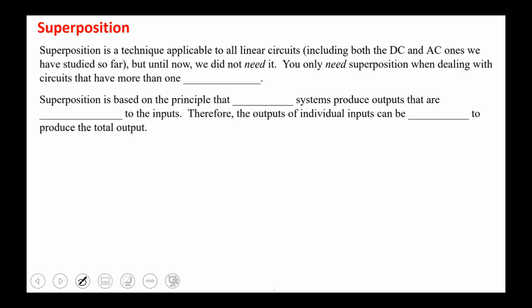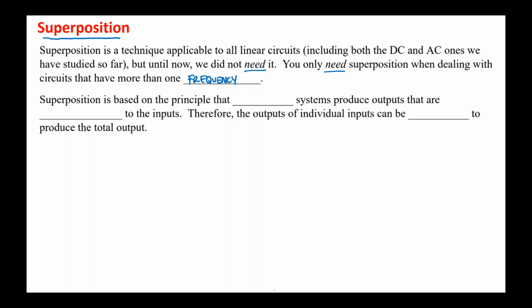The real new content in this lesson is actually superposition. Superposition is a technique applicable to all linear circuits. This includes both the DC and AC circuits that we have studied so far, because we've only included resistors, inductors, and capacitors, which in their ideal form are all linear. So far we did not need superposition, but we could have applied it even in the DC problems. You only really need superposition when we're dealing with circuits that have more than one frequency.